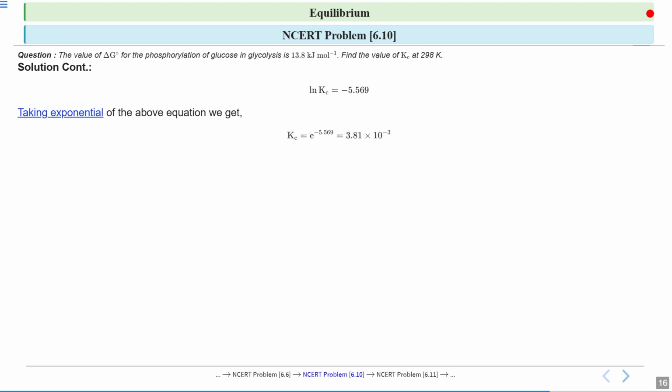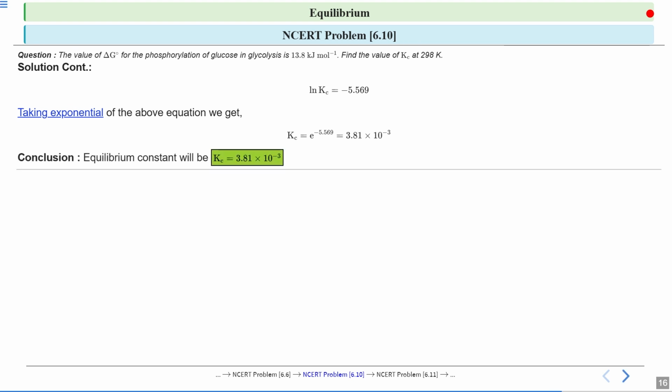Just use a calculator in this case. Don't worry, you will get the value of e to the power minus 5.569 in the exam. You don't have to worry about it. If you do this calculation, you will get 3.81 into 10 to the power minus 3. You can easily see that in this reaction, you have a delta G naught value which is positive. Therefore, you got a Kc value which is less than 1. See, it is 3.81 into 10 to the power minus 3. So this value is greater than 0 but less than 1.